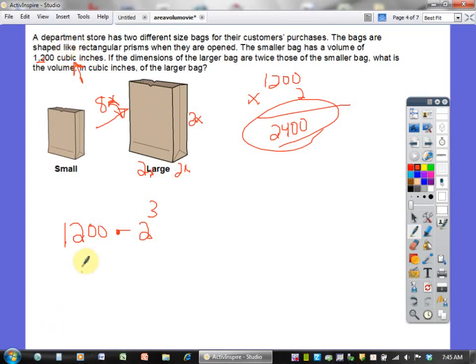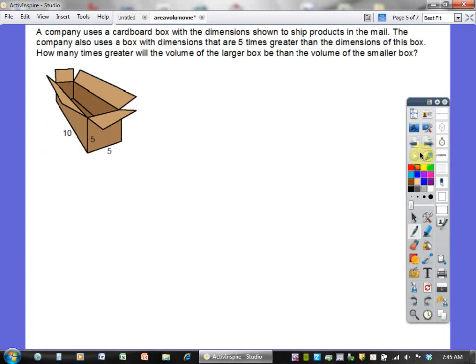And so all we have to do now is multiply 1,200 times 8 to see that that is a new volume of 9,600 cubic inches. So in volume type questions, we just have to remember that we have three dimensions that we're dealing with. We're dealing with length, and we're dealing with height, and we're dealing with width.